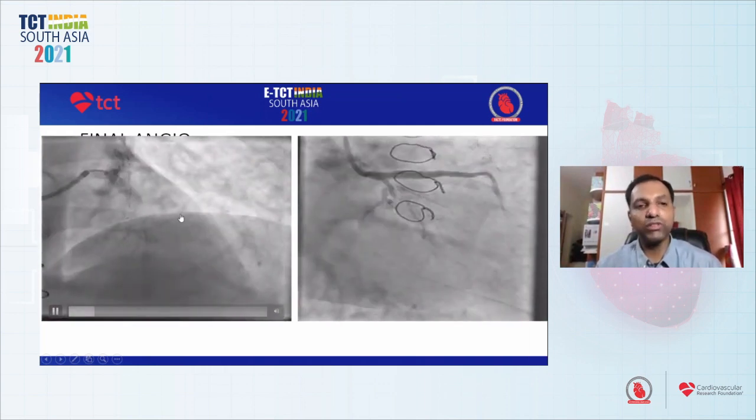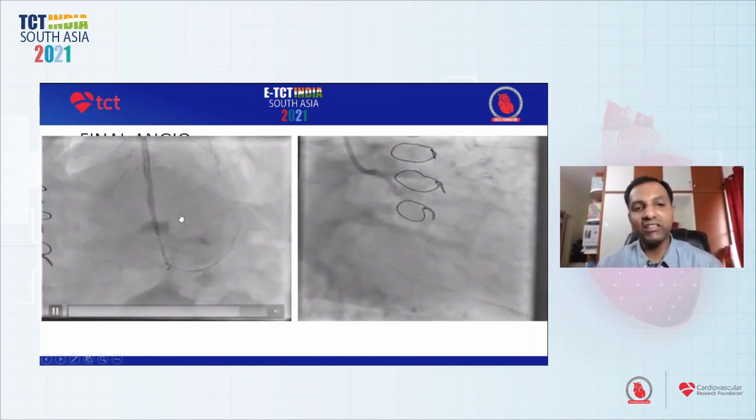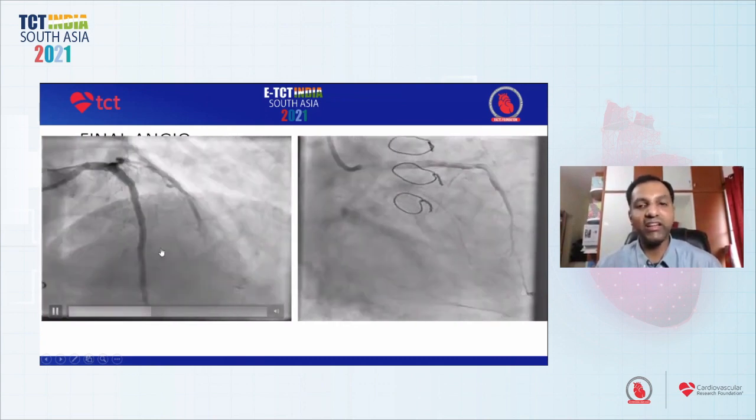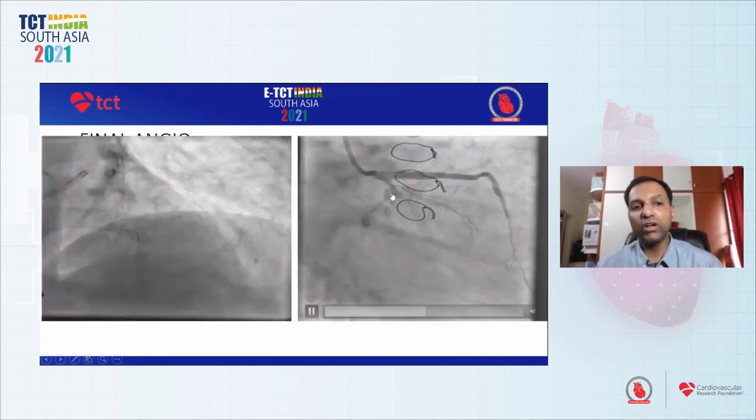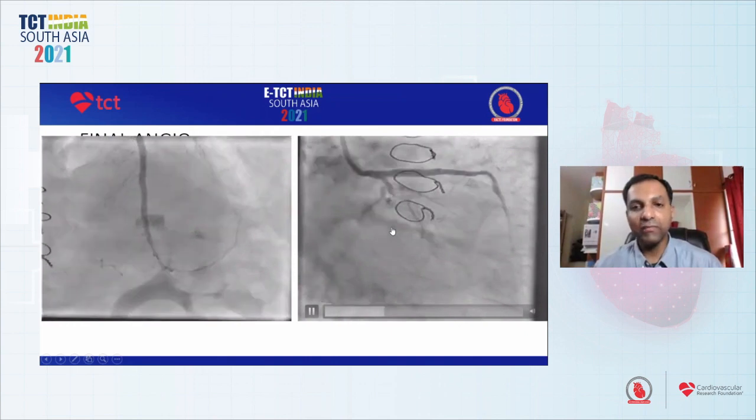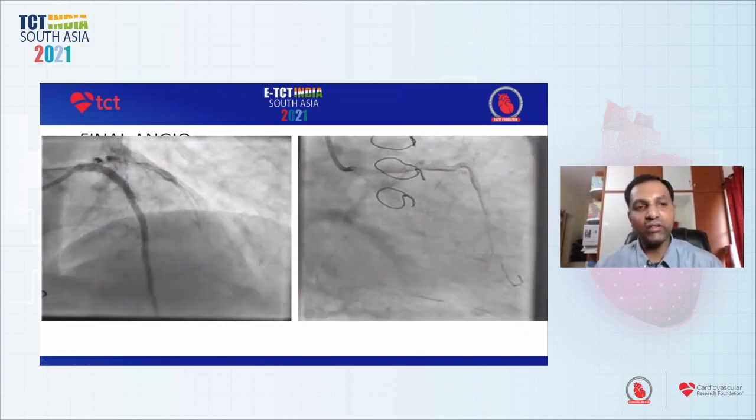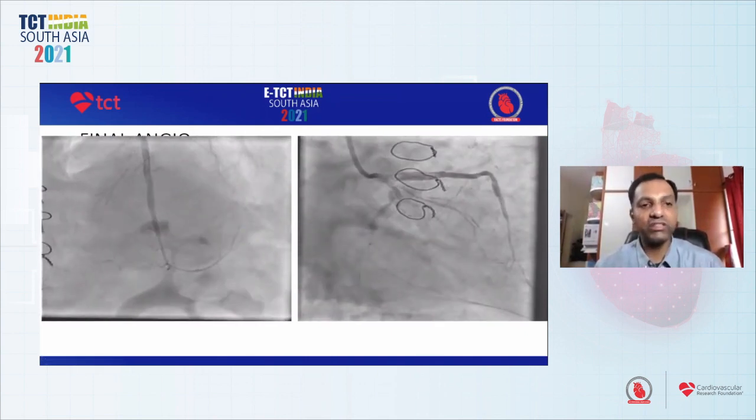Only thing, there's paucity of some diagonal flow in the other side, but otherwise the flow down the LAD and the left main is very good. And this is the caudal view, and this is the cranial view that is seen. Once this was done, adequate, as I mentioned, adequate post-dilatation, everything was done, and then we did an IVUS run.